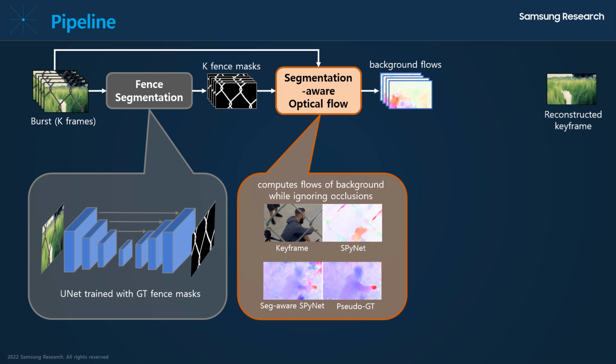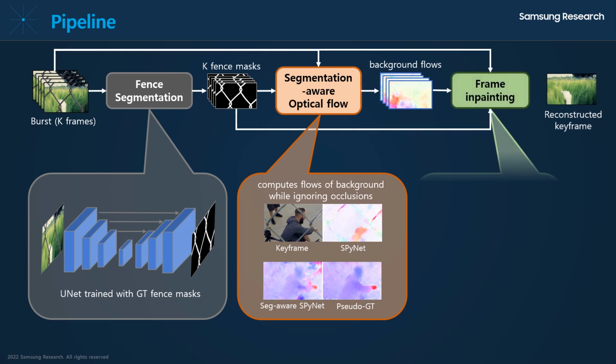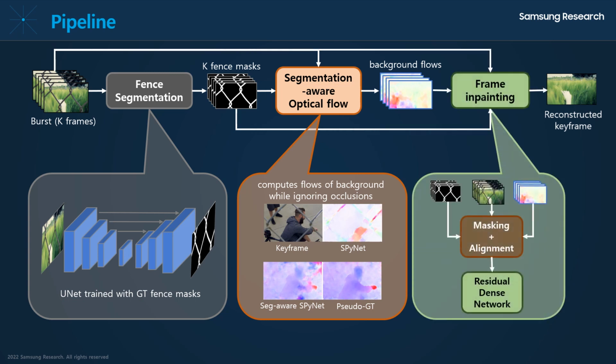We train this network to ignore the repeated fence occlusion patterns, which has been a main challenge for previous works that use off-the-shelf flow estimation networks. Finally, an image inpainting module uses the estimated flows to align the frames and masks with respect to a selected keyframe and fills in the missing pixel values.